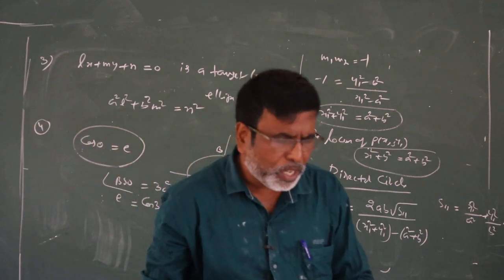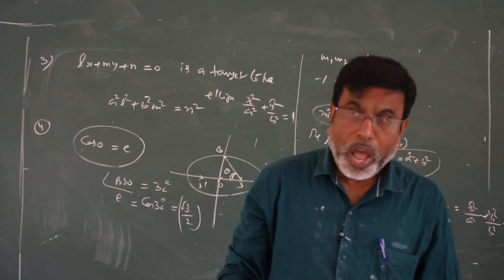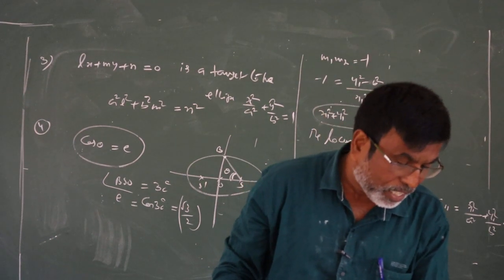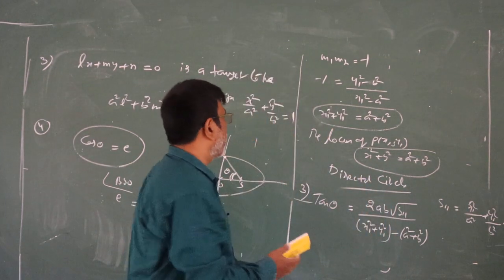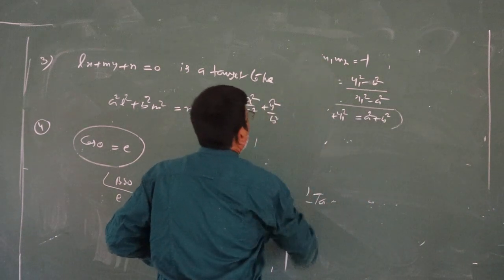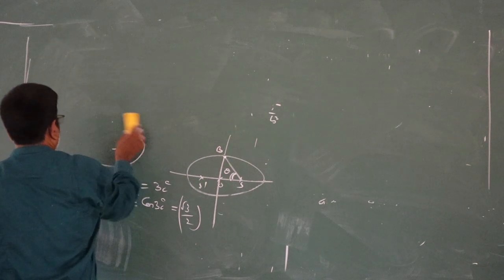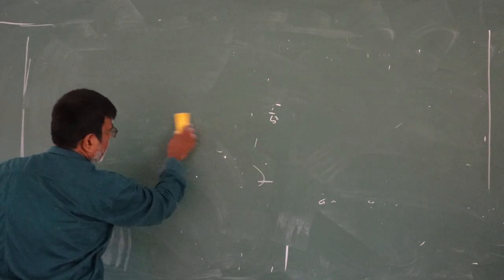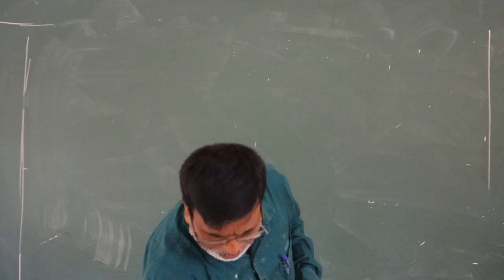Similarly, the last one is eccentric angles. What are the eccentric angles we are discussing? That's a very important shortcut formula we are having. We will explain what is meant by eccentric angles, and based on that, some formulas are there. We will discuss those formulas.